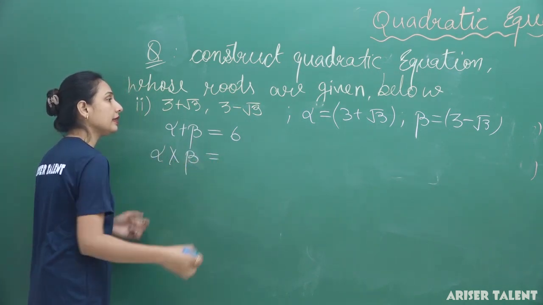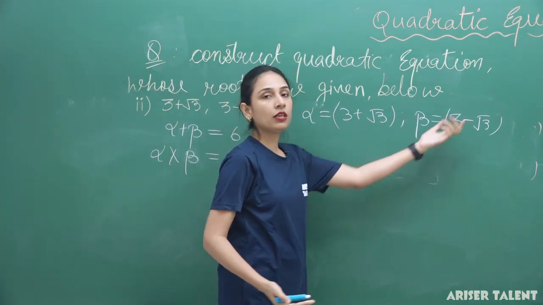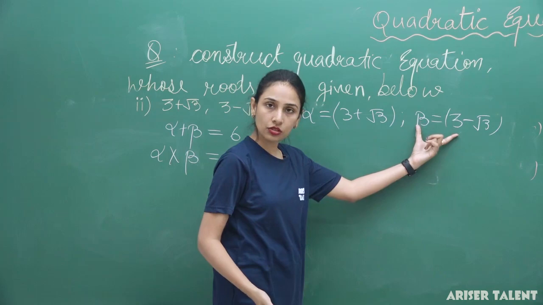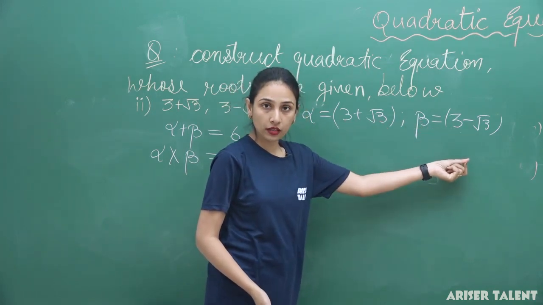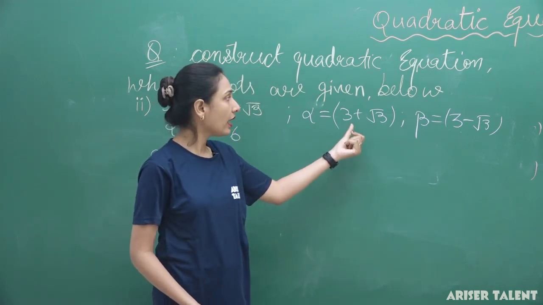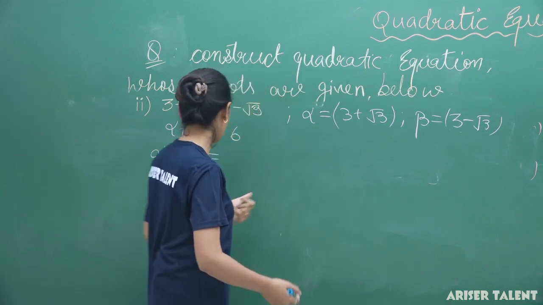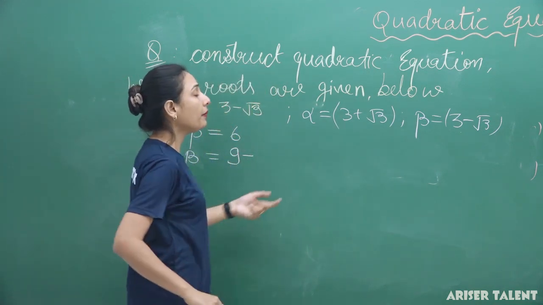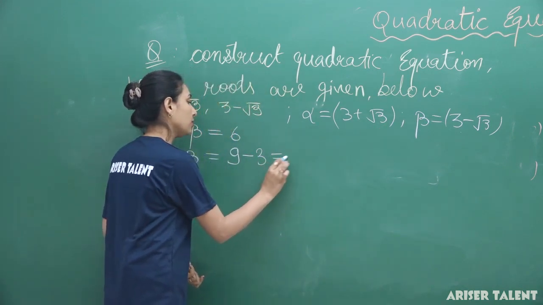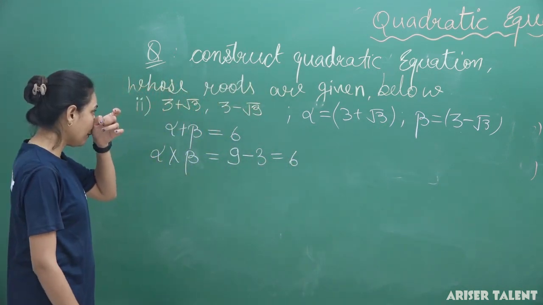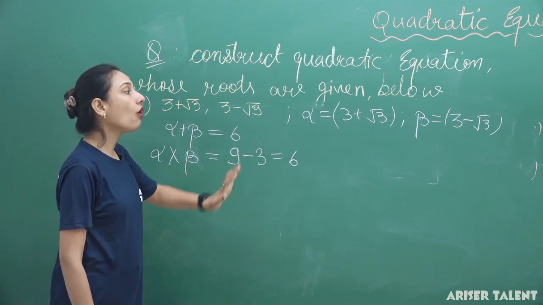multiply by beta, that will be what? This multiplied by this, 3 plus root 3, 3 minus root 3. If you multiply these two, you will be getting a plus b and a minus b format, whose value is a square minus b square. Now, a is what? 3. So, 3 square is 9. So, 9 minus root 3 square. Root 3 square is 3. So, again 6. So, value of alpha plus beta is 6, value of alpha multiplied by beta is also what?